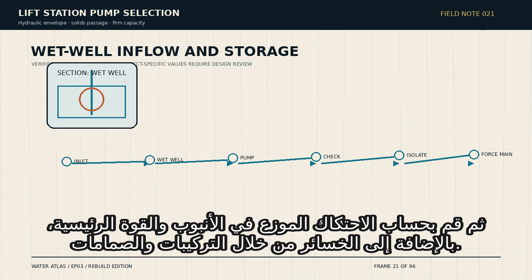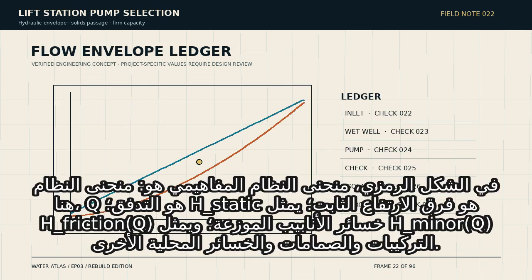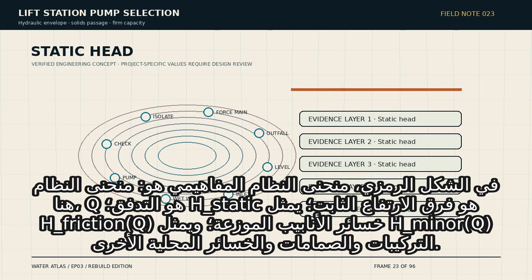Here, flow is the moving volume. Static head is the static elevation difference. Friction represents distributed pipe losses, and minor losses represent fittings, valves, and other local losses. The equation is a framework, not a license to insert unsupported roughness, efficiency, or friction values. The calculation should identify the pipe material and the friction method.